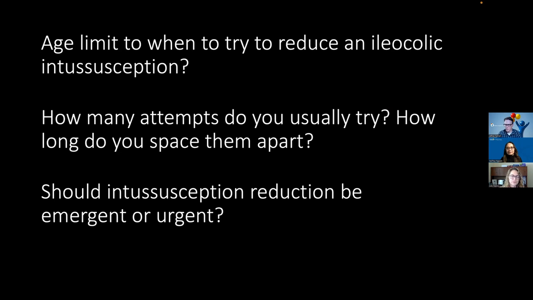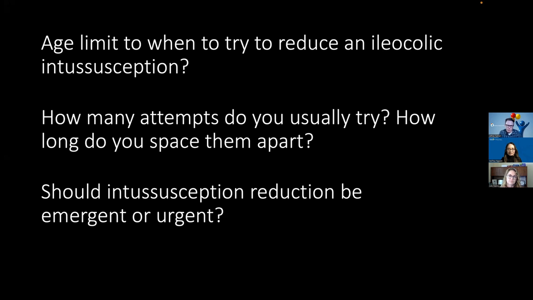I'll start with the first question. Our surgeons want us to try to reduce anything, because they say that even if you reduce it just a little bit, that's good to prevent bowel ischemia, basically. So for these older kids, I think it's mean, but we still attempt reductions.